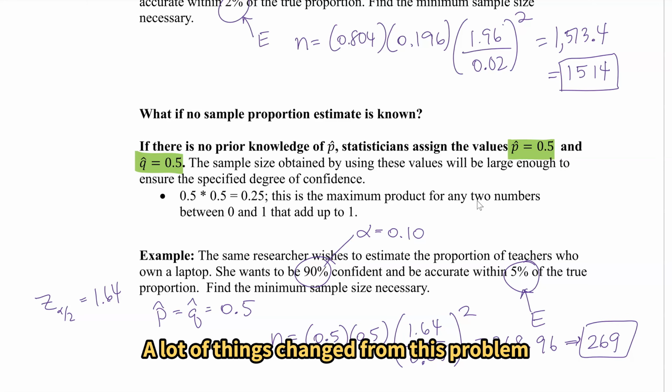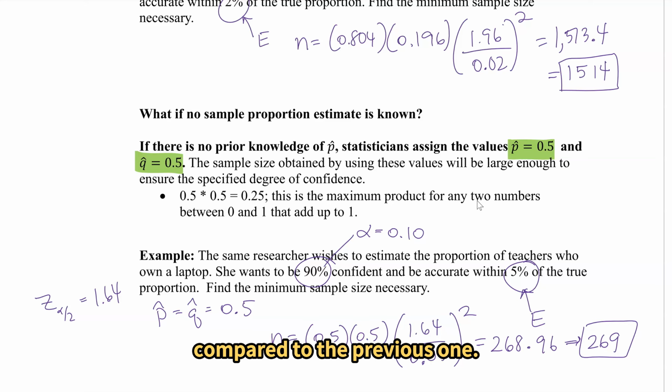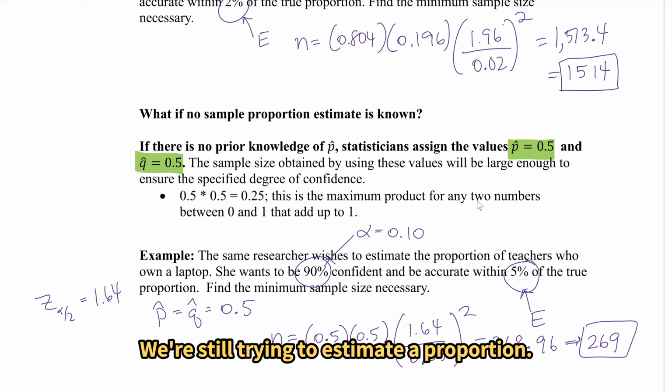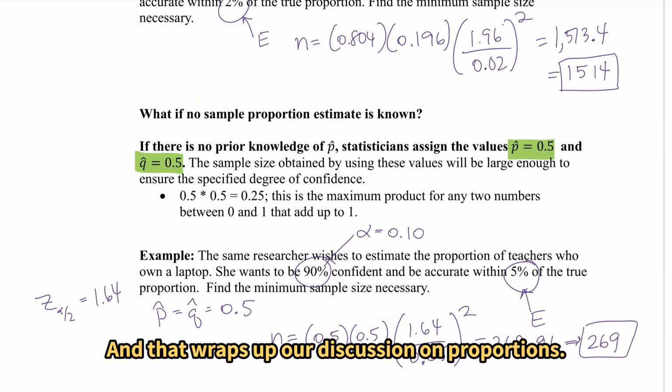A lot of things changed from this problem compared to the previous one. We lowered our confidence level and we lowered our accuracy. We increased our margin of error. We're allowing the error to be bigger. And by doing that, it causes our sample size to get smaller. Even though it's not the same type of problem, we're still trying to estimate a proportion. And that wraps up our discussion on proportions.